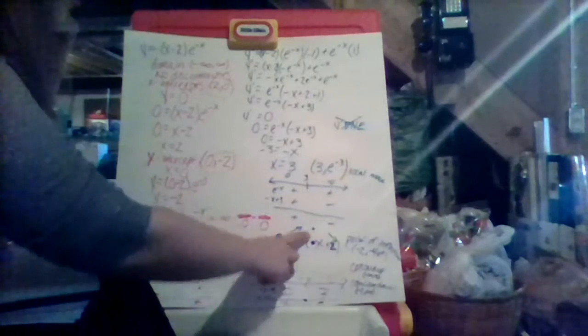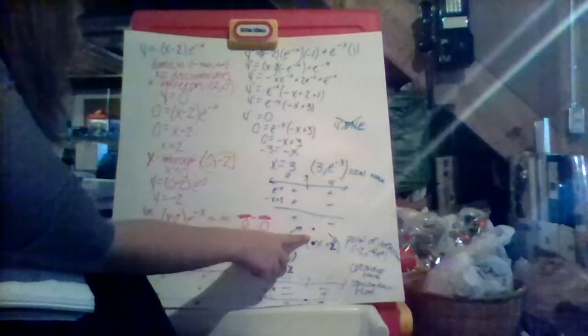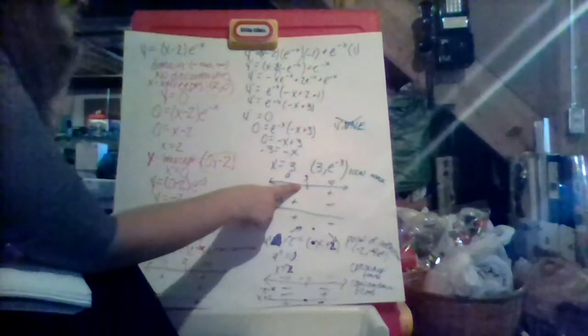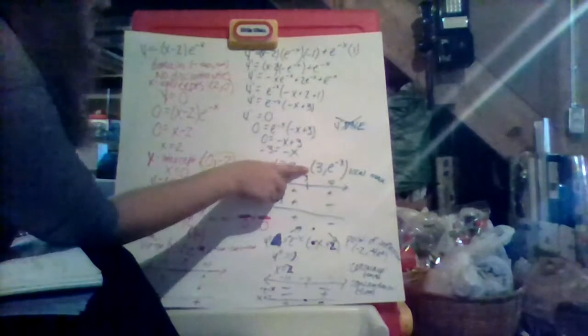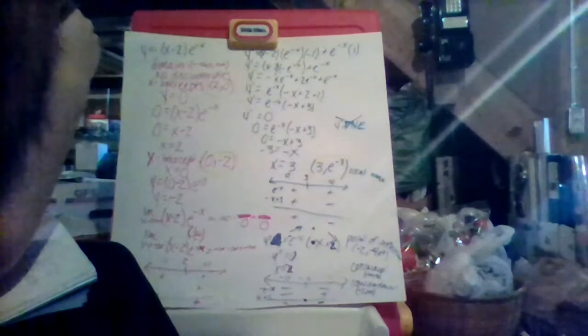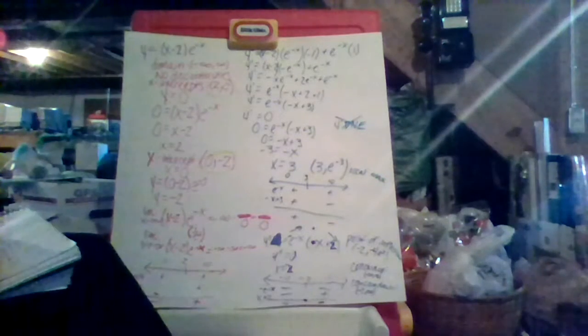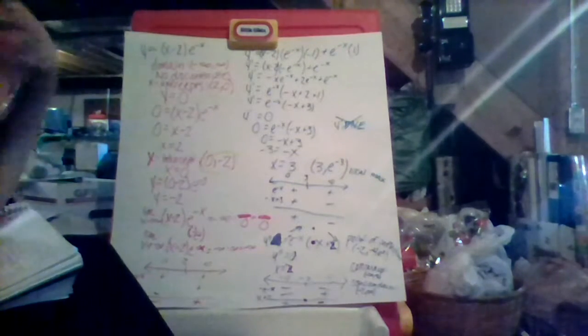And because we're going from increasing to decreasing, we have a local max at x equals 3. Since we're going to graph this, we might as well evaluate for it. So the local max is at 3, e to the negative 3rd power. So that's what we can find from our derivative.